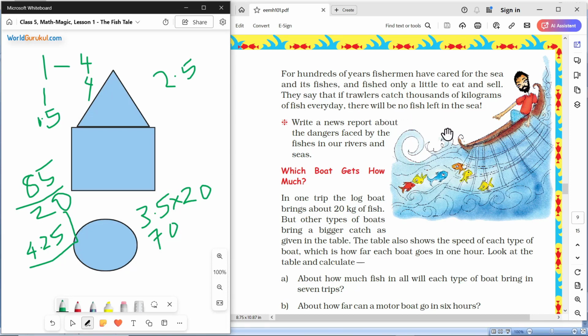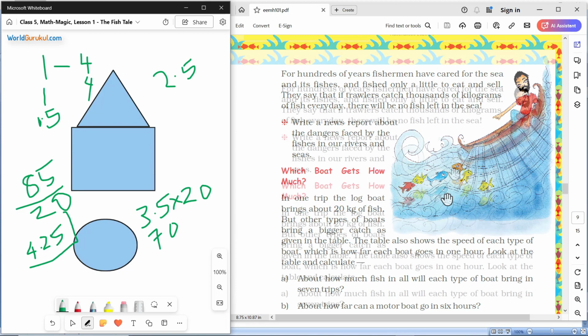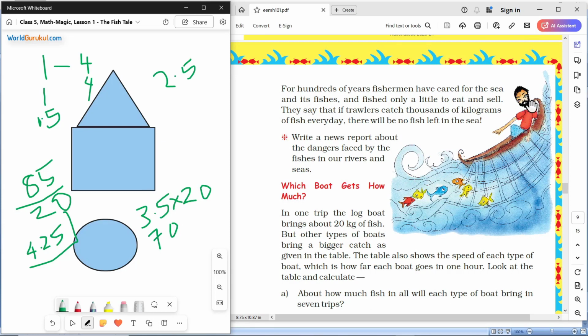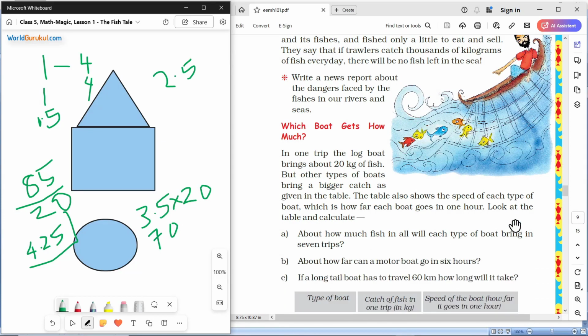And also some rare species, whenever they are caught, some protected fish also, like some turtles, they are supposed to be left in the sea itself, back in the sea. Even by mistake, if they bring any of those rare species. You see the picture here: this is a fisherman, this is a boat, and this is a net.